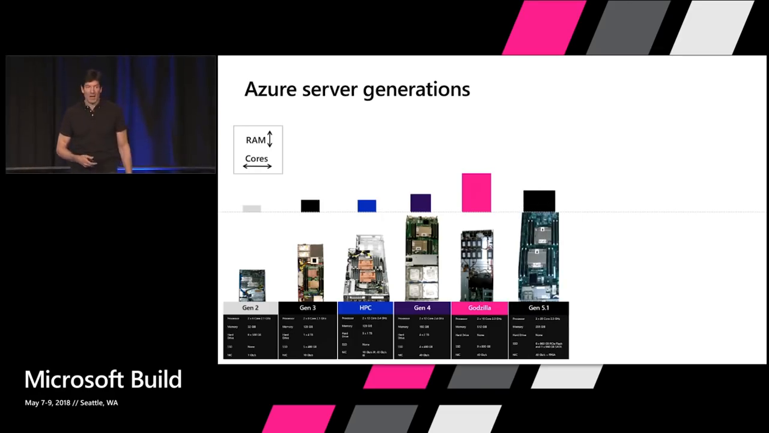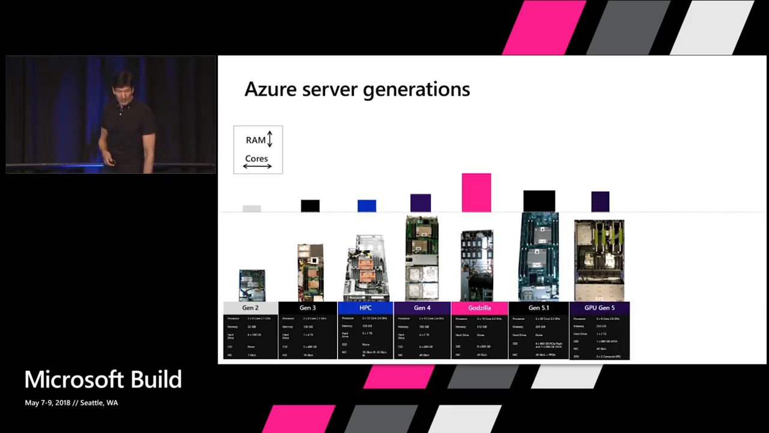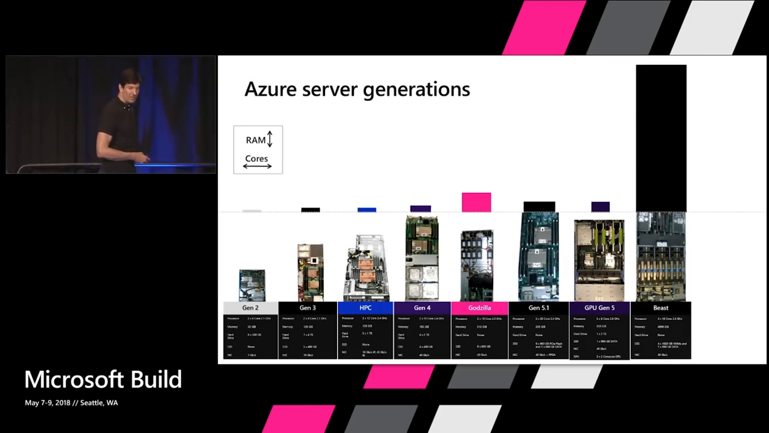Then here's our Gen 5.1 general purpose SKU. You can see we've moved up to 256 gigabytes of RAM, so half now of what the Godzilla SKU had in it. And we had the FPGAs start to roll out in these. Here's our GPU Gen 5, so we started to roll out GPUs. We got NVIDIA K80s, M60s, V100s, P40s, P4s. So all sorts of GPUs we've got, and more coming. And then we introduced this one recently.